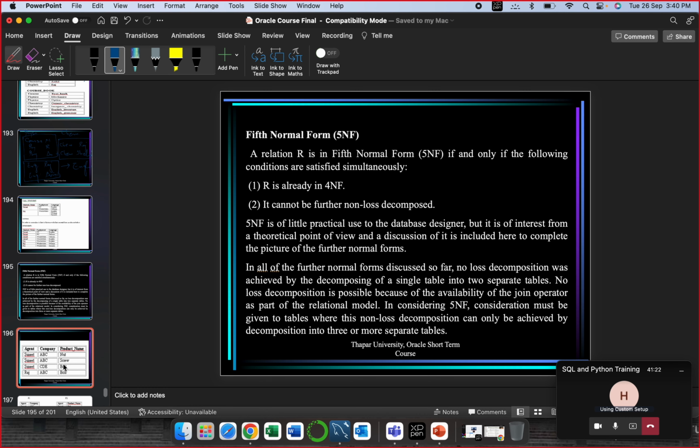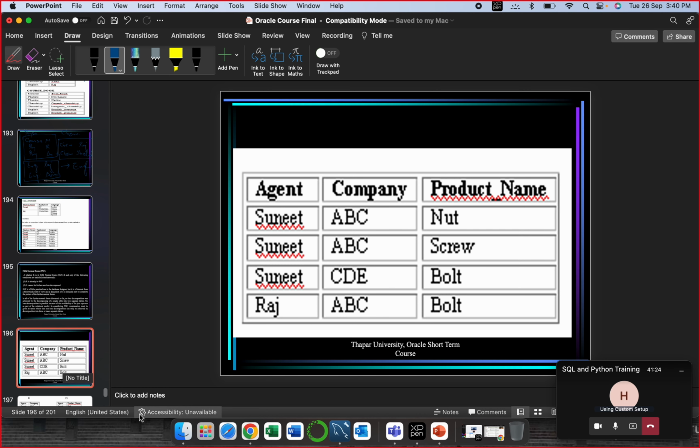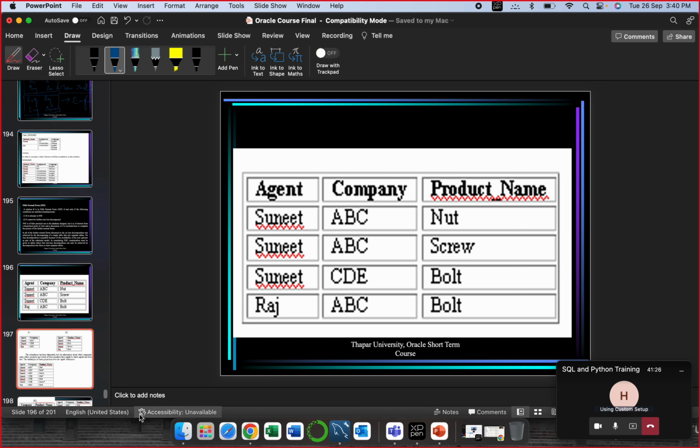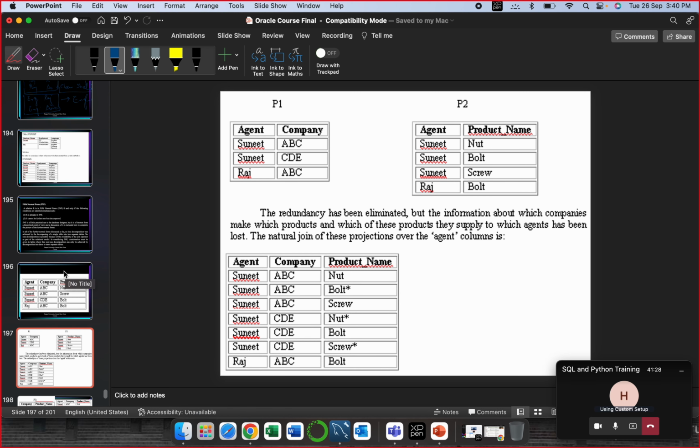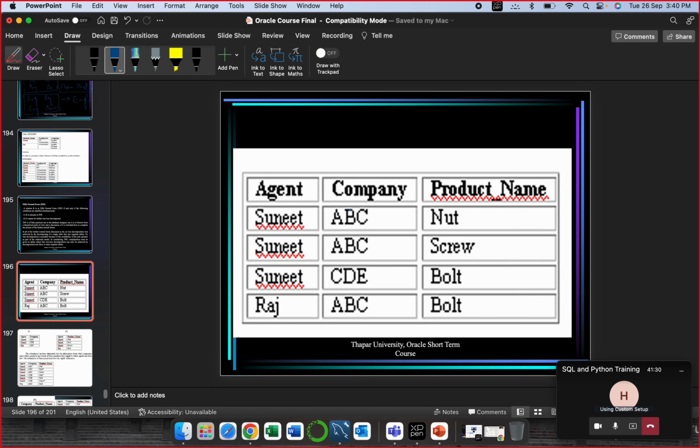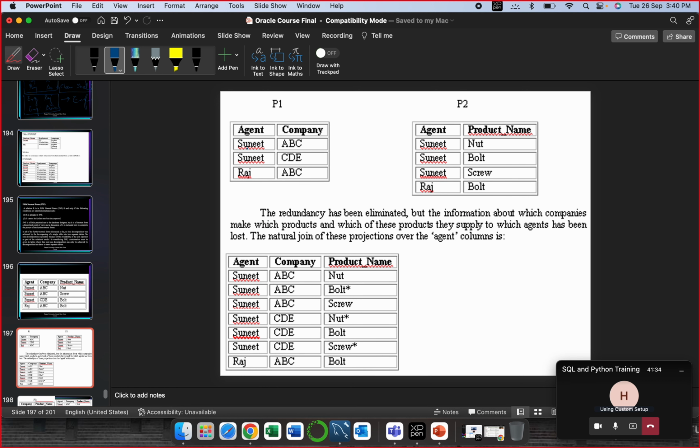So they are giving just the same example that I gave you. Let's say they divided Suneet and ABC and Suneet and product name. So agent and company, agent and product name. Now the redundancy has been eliminated, but the information about which companies make which product and which of these products they supply to which agents has been lost.